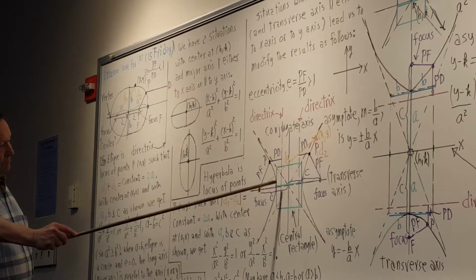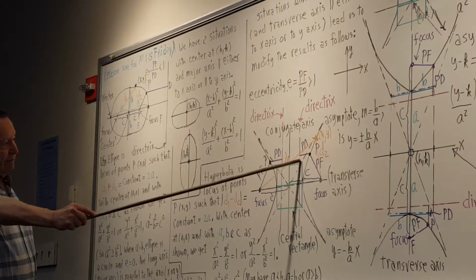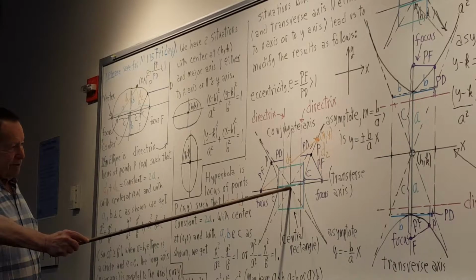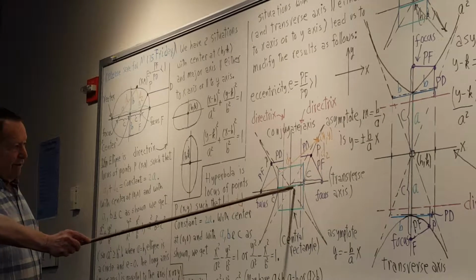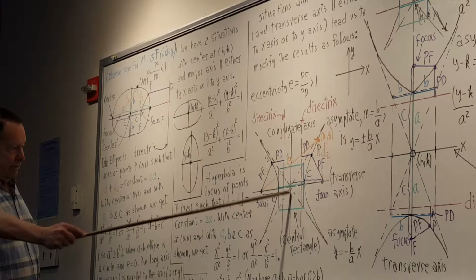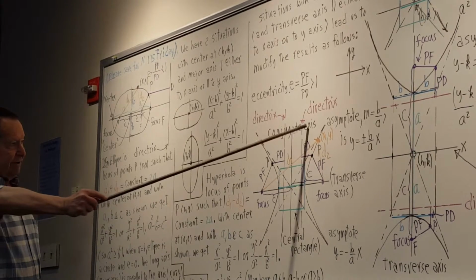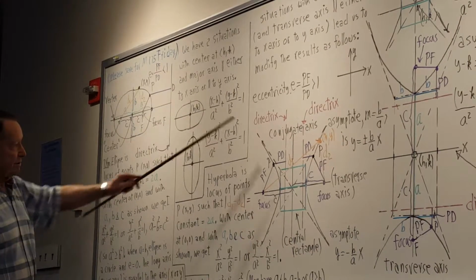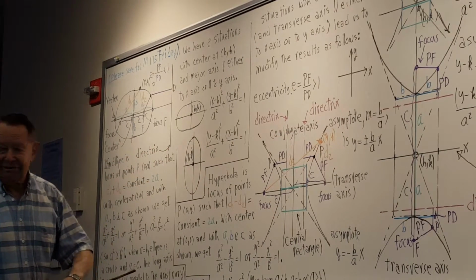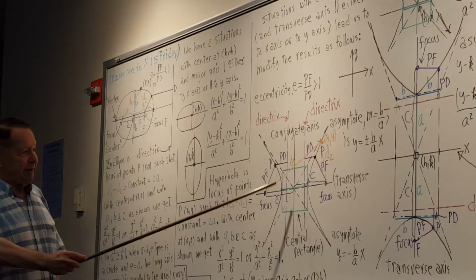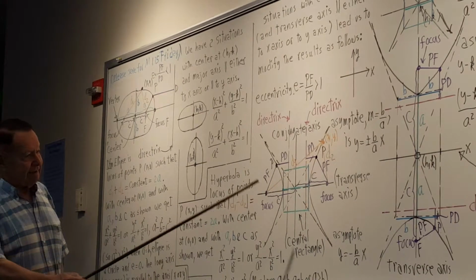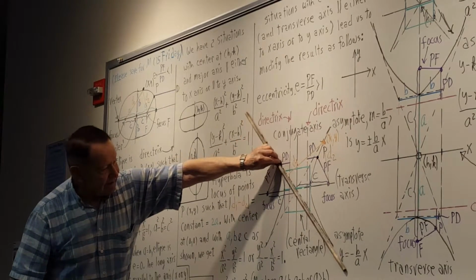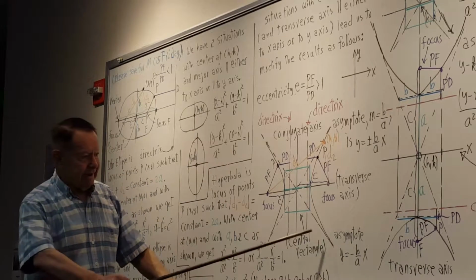So anyway, you can form a central rectangle, which can be a square, as it looks in my picture here, which is 2A along the transverse axis and 2B along what is called the conjugate axis. What's called the minor axis for the ellipse becomes the conjugate axis for the hyperbola. And then the diagonals that go through the corners of this central rectangle are what we call the asymptotes.